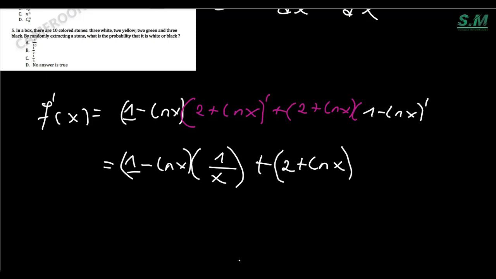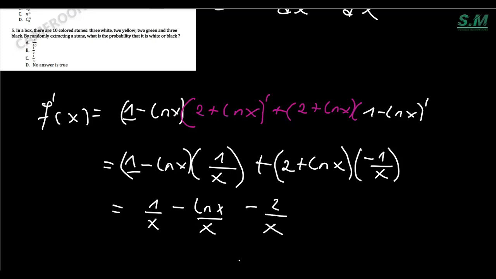The derivative of 1 is 0 and the derivative of ln x is negative 1 on x. So here we have negative 1 divided by x because of that negative in front. So if we expand the bracket, I'm going to have 1 on x minus ln x on x, minus 2 on x, minus ln x on x.